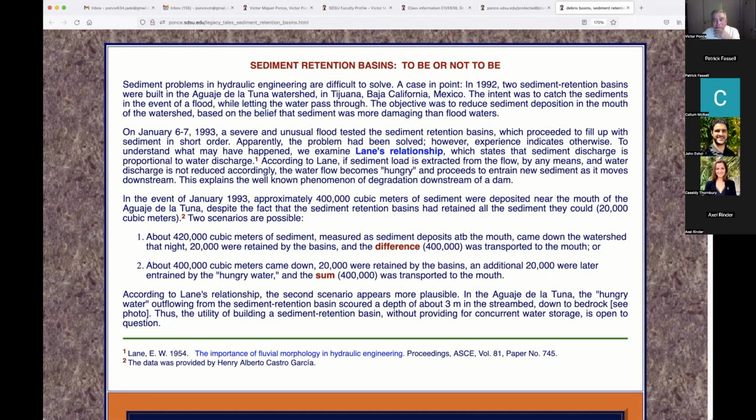Why is that place prone to floods? Because it's the mouth of one of the major tributaries of the Tijuana River.